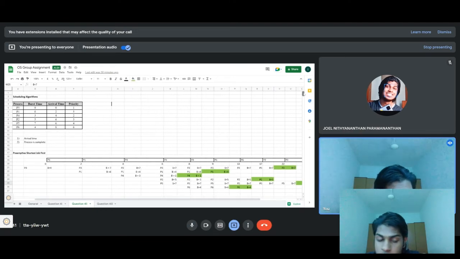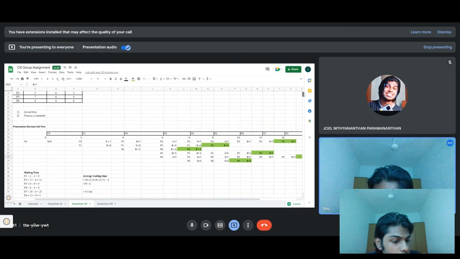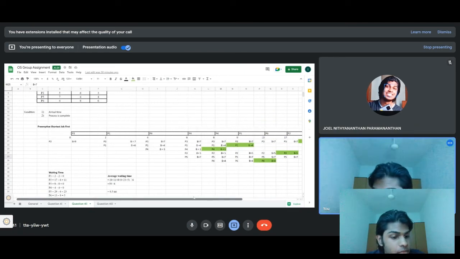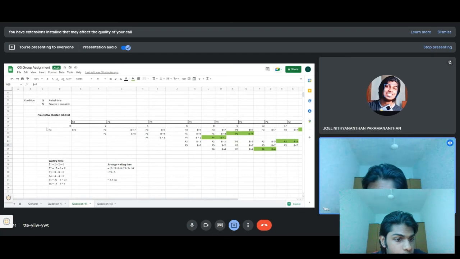And moving on to our next stage, we will find the waiting time for our preemptive shortest job first schedule, which is preemptive SJF. Waiting time for process 1 equals 2 minus 2, 0. Process 2 equals 17 minus 6, equals 11. Process 3 is 0 minus 0, which is 0, and process 4 equals 4 minus 4, which is also 0. Process 5 equals 29 minus 6, 23. Process 6 equals 13 minus 8, equals 5. And thus this is the waiting time for each process.